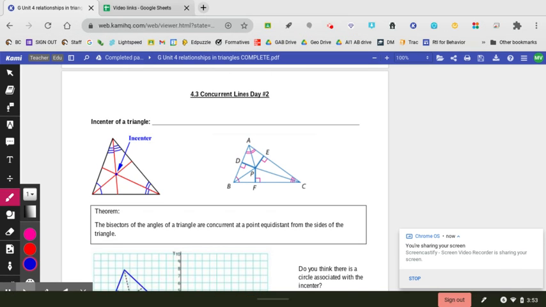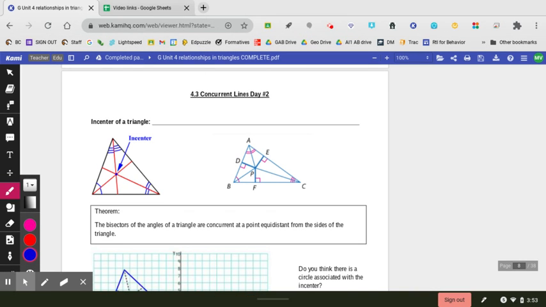Hello, everyone. In our last video, we talked about concurrent lines and that the point where the perpendicular bisectors of a triangle meet is called the circumcenter. Today, we're going to talk about the incenter.